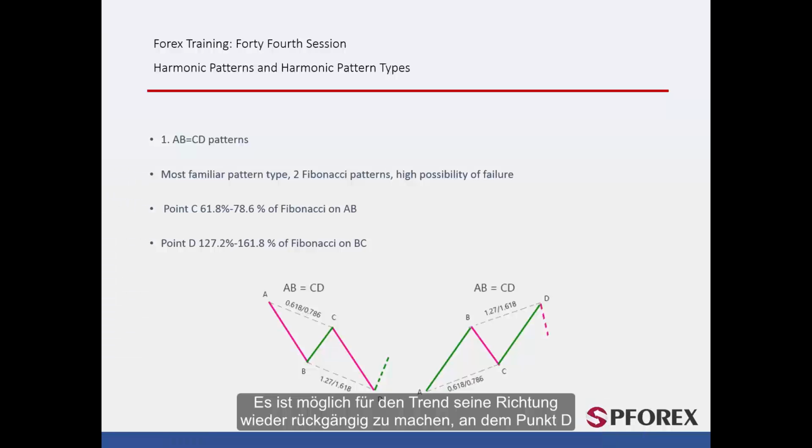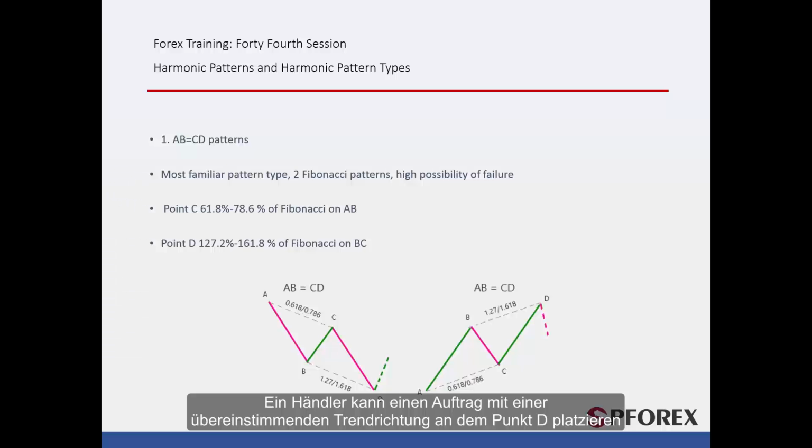It is possible for the trend to reverse its direction again from point D. A trader can place an order agreeing with the trend direction from point D. This pattern has bullish and bearish types, and the failure probability of this pattern is high.